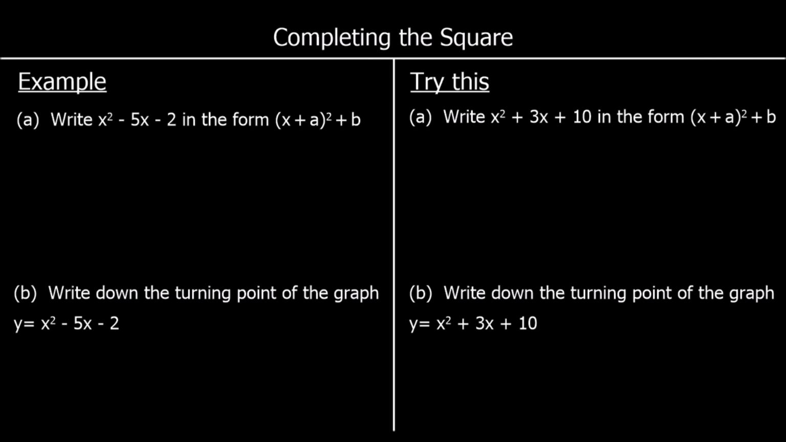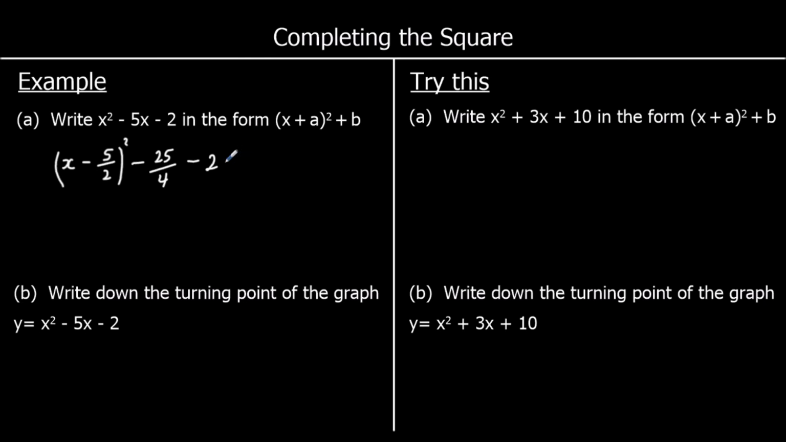Okay, this time we've got odd numbers as our b terms, and that makes this process a bit harder. So I'll go through this example. We've got x squared minus 5x minus 2. So we're following the same steps. We're going to half our b term. So half of 5, I'm going to write as 5 over 2. So we've got x minus 5 over 2 squared. And then we're going to take away 5 over 2 squared, which is 25 over 4. And we've got a minus 2 on the end.